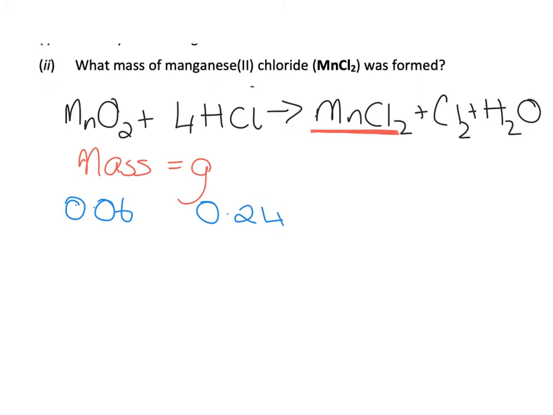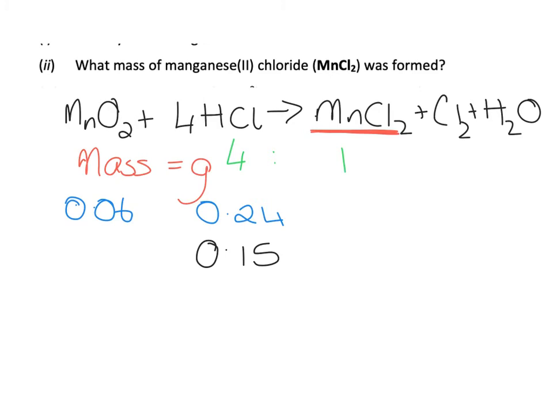Now, I know that we actually only use 0.15 moles of my HCl, and we figured out in the previous question that that was my limiting reagent. So we use that to help us calculate the ratio across the board. If we have a look at the ratio between hydrochloric acid and my manganese chloride, I can see that it's 4:1. So I've used 4 times the amount of hydrochloric acid as I will manganese chloride.